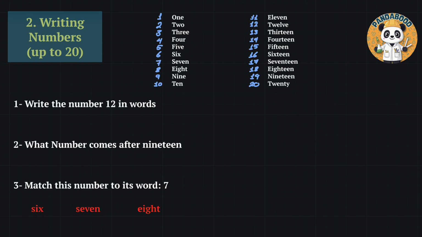Now, let's practice these examples. Write the number 12 in words. So, if you want to write this number, 1, 2, which is 12 in words, you write it like this.